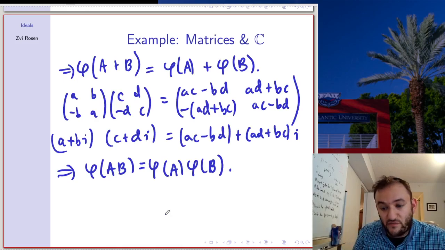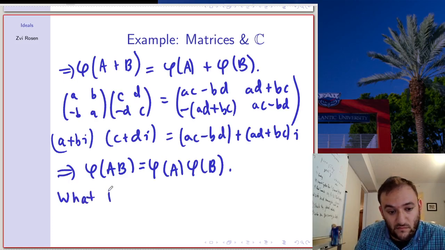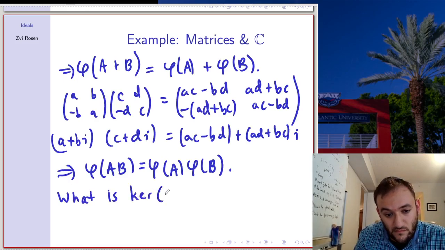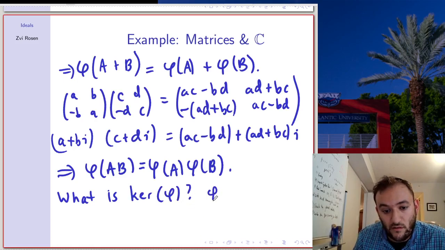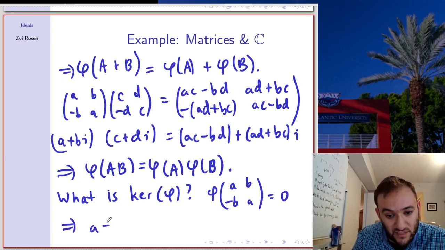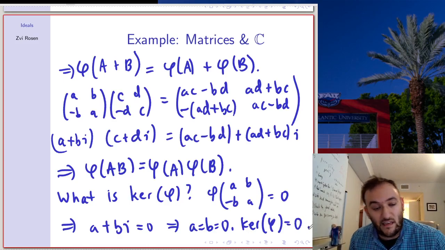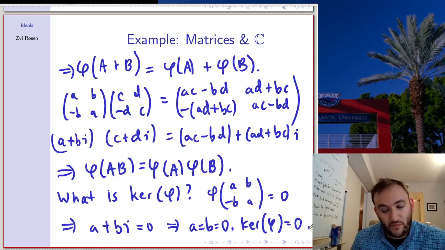In terms of the kernel of the homomorphism, well, in order for phi of (a, b; minus b, a) to be 0, that means that a plus bi equals 0, which means that a equals b equals 0. So the kernel is just the 0, which means that this is a monomorphism.